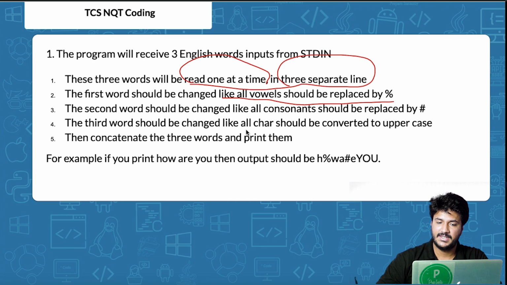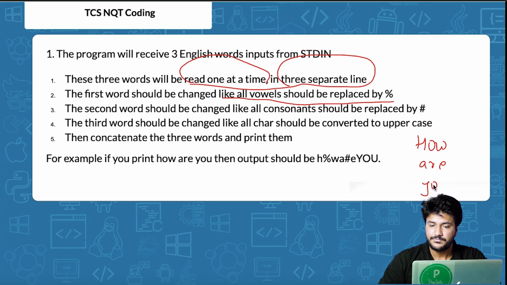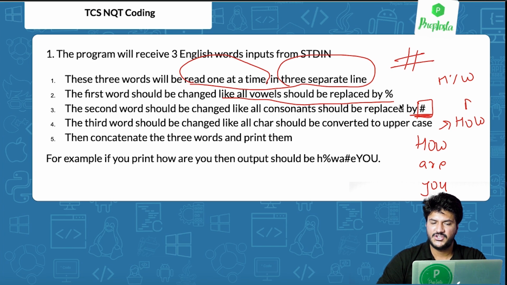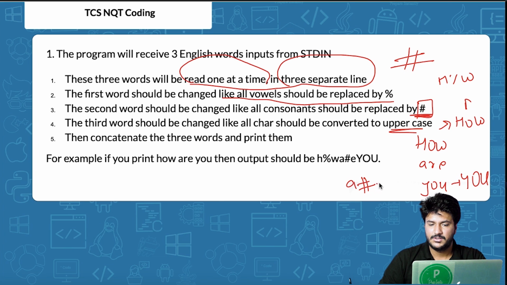Let's say the words are, for example, how are you. In the first word, you have to change the vowels to hash, so your how will change to this. The second word, you have to change with the hash program. And then in the third word, you have to change to upper case, like capitalize. And in the next one, A, R, E, all the consonants should be changed to hash. So this would be your output.